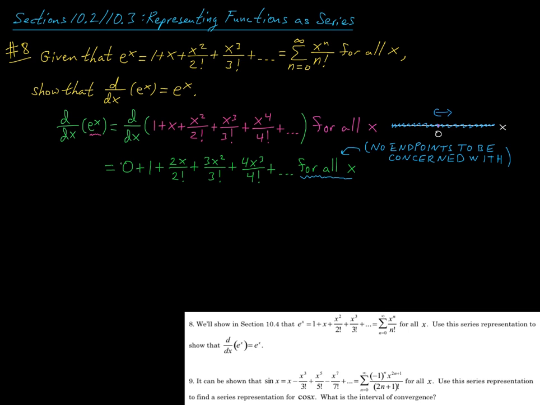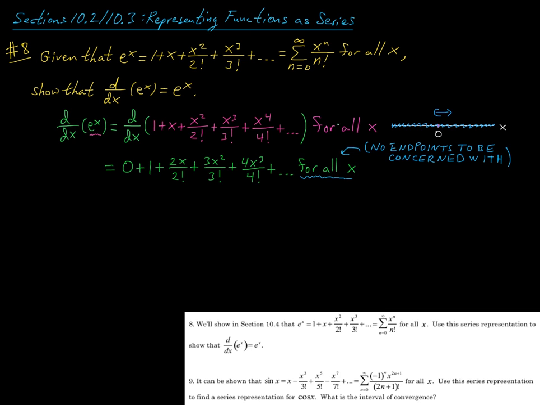The derivative of 1 is 0. The derivative of x is 1. The derivative of x squared over 2 factorial, that's 2x over 2 factorial. The derivative of x cubed over 3 factorial, that's 3x squared over 3 factorial. Then we get 4x cubed over 4 factorial, and so on.